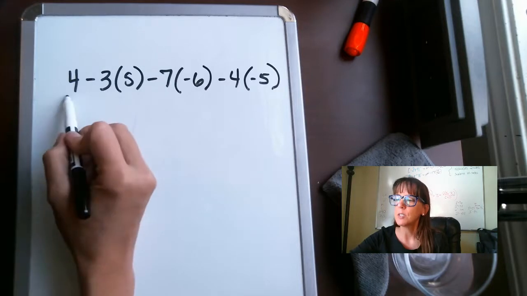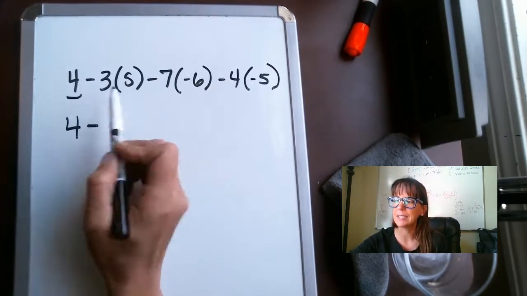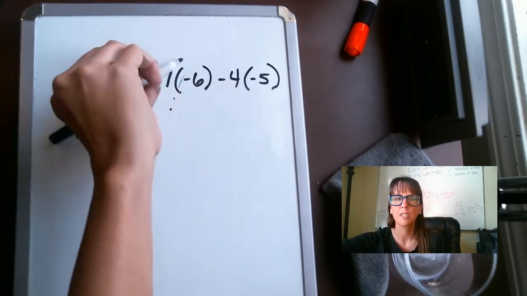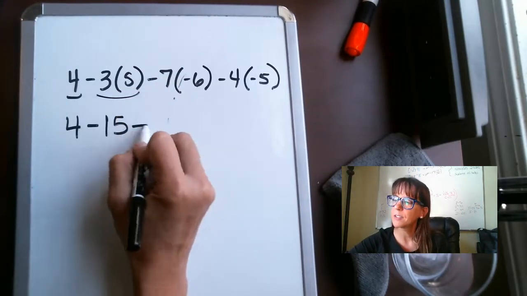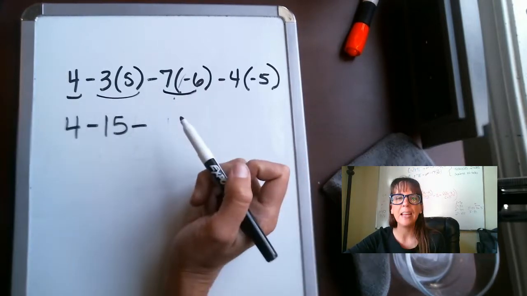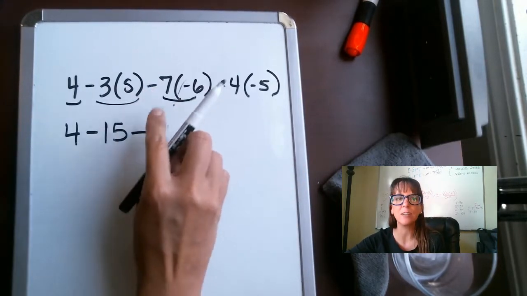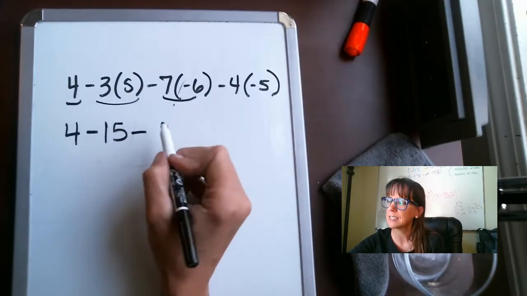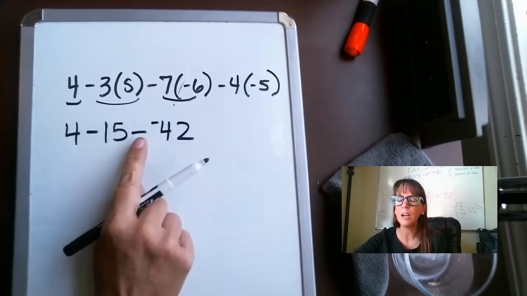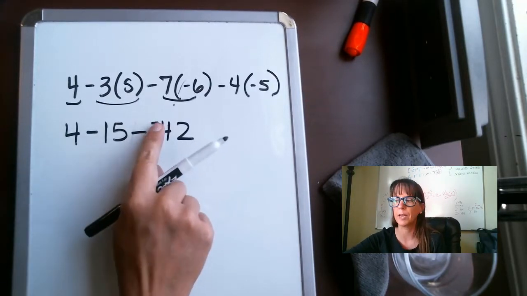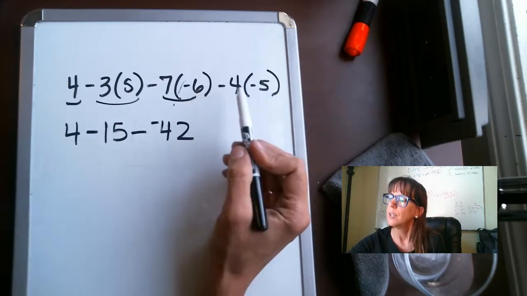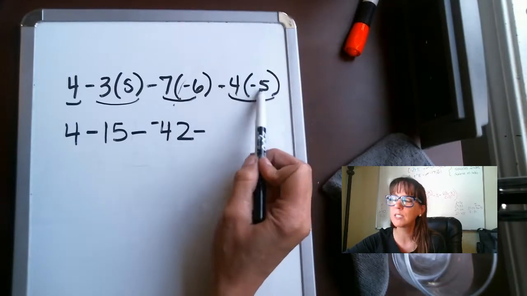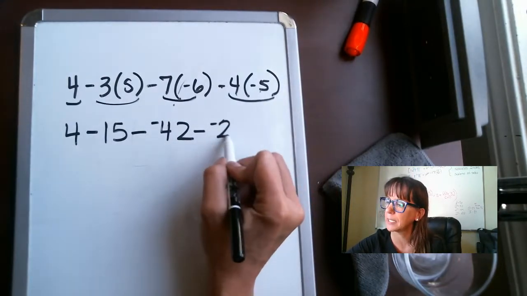right? So this first one, we're gonna do 4 minus, this one, 3 times 5 gives us 15. Bring down our sign. 7 times negative 6, because remember, I brought this sign down, so it's not negative 7 times negative 6. So 7 times negative 6 is negative 42. And again, do you see how I've separated out my subtraction versus my negative sign? Now, bring down this sign, we get minus, and then we do this guy right here. 4 times negative 5 is negative 20.